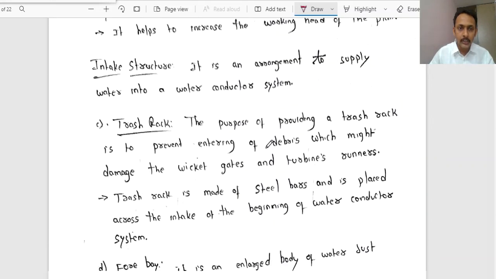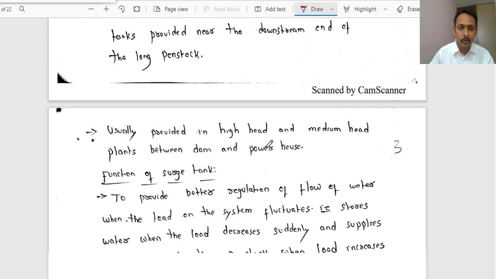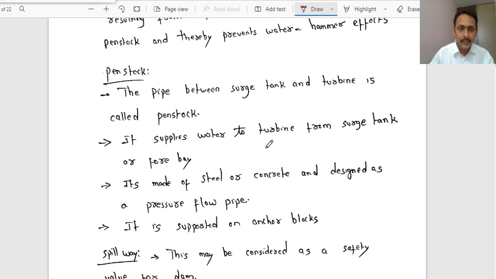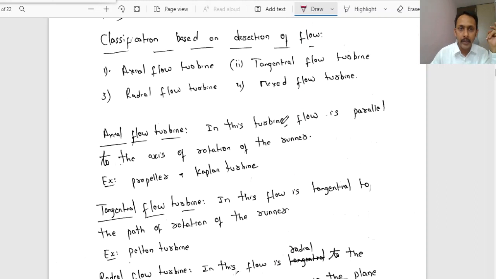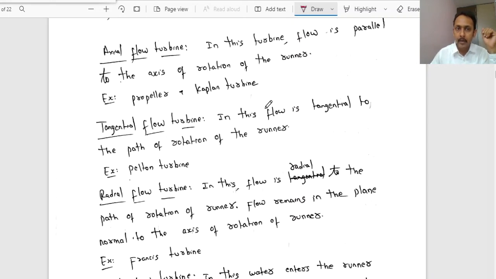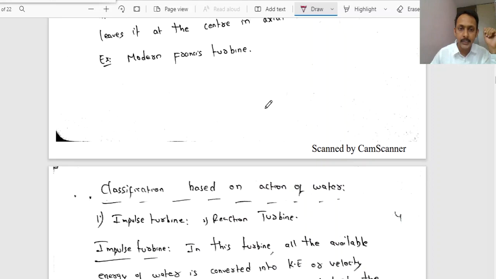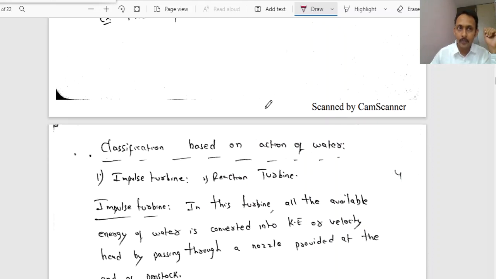We will discuss the functionality of each component. All those things we are going to discuss in this video, and also we will discuss the turbines, how they are classified based upon the direction of flow of water, and the different types we have, like axial flow turbine, tangential flow turbine, radial flow turbine, mixed flow turbine. All those things we are going to discuss in this video, right?